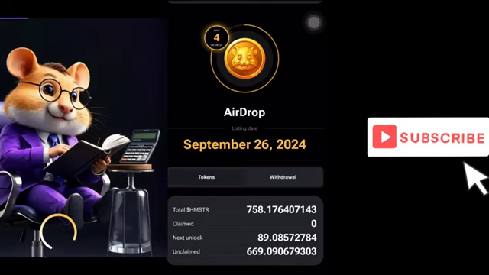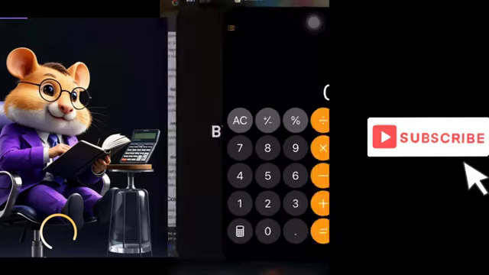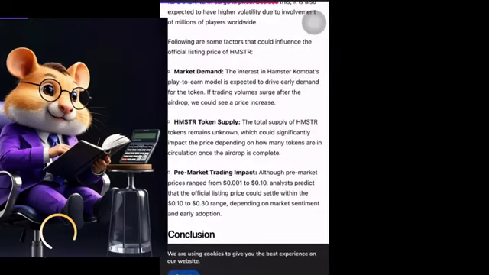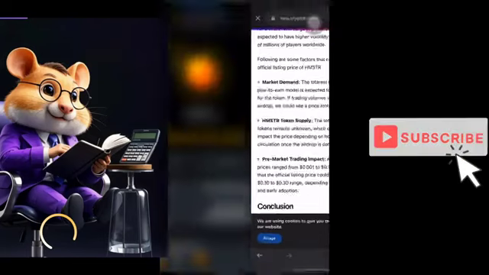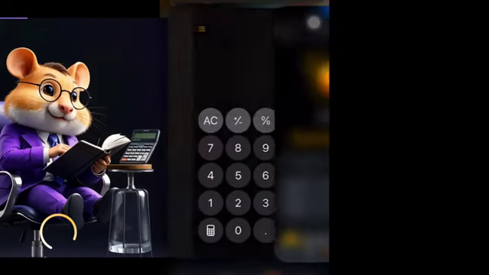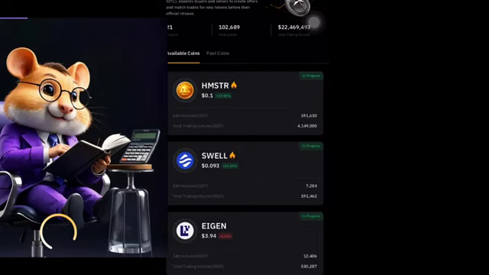So guys, to get the price of Hamster Kombat, let's start with this aspect. You can see to determine the market price of Hamster Kombat, we have market demand, Hamster token supply, and pre-market trading impact. Let me start with the pre-market trading impact. To get the pre-market trading impact, let's go to Bybit. Let me just go to Bybit to show you something.